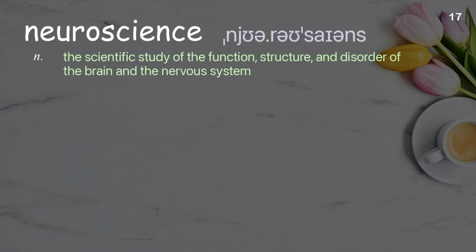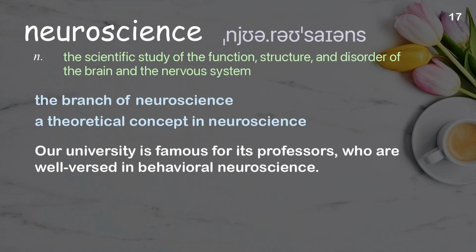Neuroscience. The scientific study of the function, structure, and disorder of the brain and the nervous system. Examples: The branch of neuroscience. A theoretical concept in neuroscience. Our university is famous for its professors who are well versed in behavioral neuroscience.